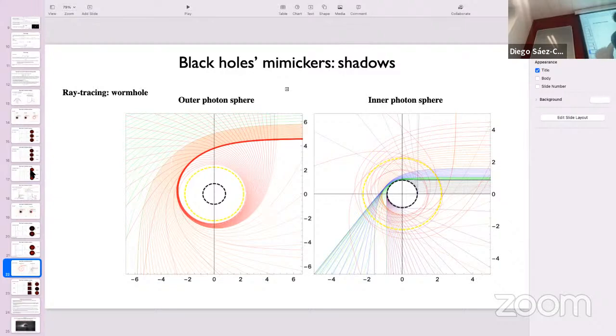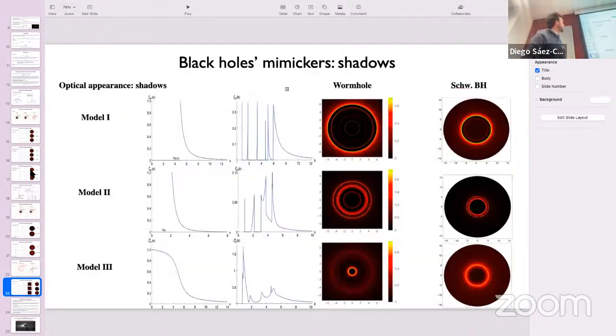And as you see, this is very similar to the previous cases, but this is giving you completely new trajectories that are followed by some photons with an impact parameter that is below the outer photosphere and is between these two photospheres. Then if we compute the appearance of this object and compare it with the Schwarzschild one, we see that in this case there are big differences between them.